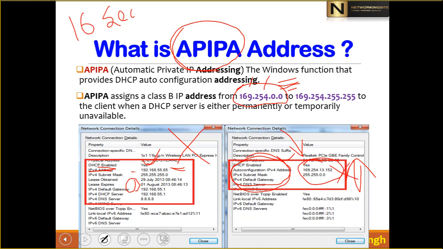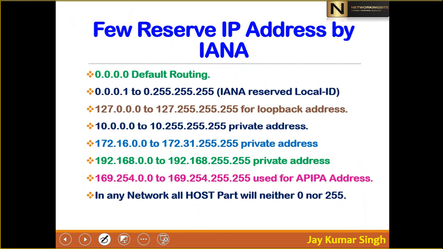Now here we have some IP information from IANA, the Internet Assigned Numbers Authority. See, zero is also an IP, but it is used for default routing by IANA. They are using this default IP. You cannot use this IP address, you cannot use zero like this.